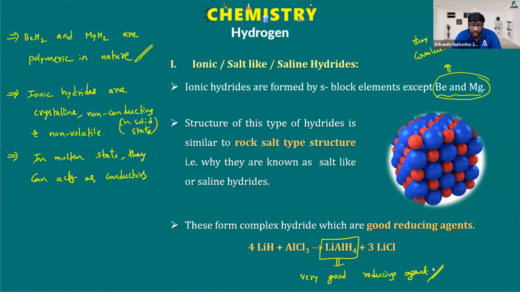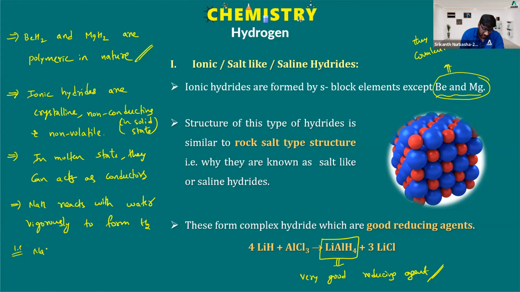Sodium hydride also reacts with water vigorously to form H2 gas. NaH is Na plus and H minus. In water, oxygen has a partial negative charge and hydrogen a partial positive charge, so H minus picks up the proton and releases H2 gas. Along with H2 gas, Na plus and OH minus, that is NaOH, is also formed.